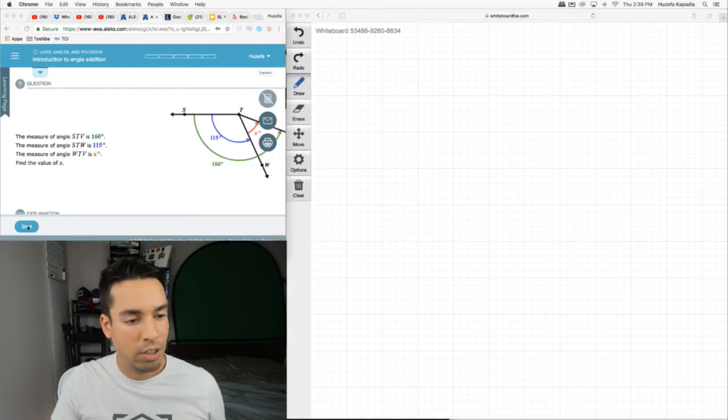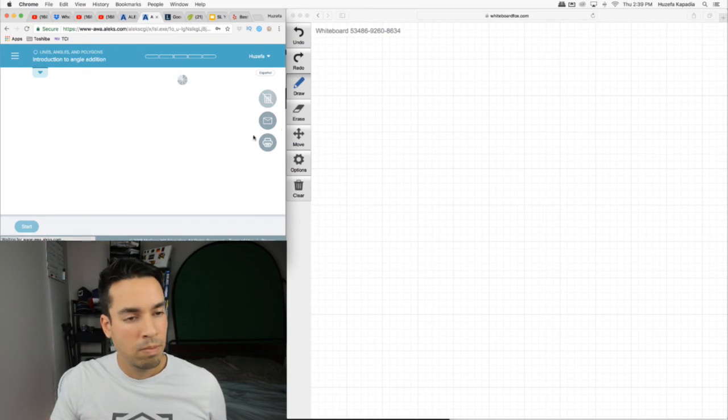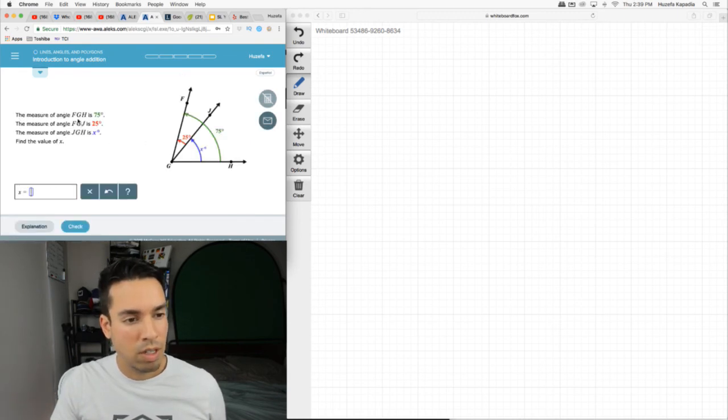Introduction to angle addition. All right, so it says the measure of FGH right here is 75. The measure of this angle is 25. And we need to find X.